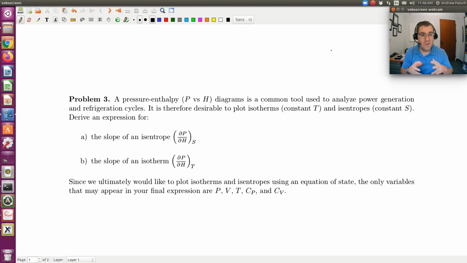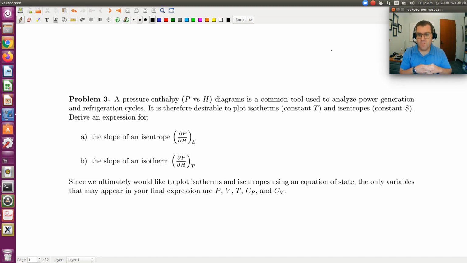All right, practice makes perfect. Let's take a look at problem 3. So we're told a pressure enthalpy P versus H diagram is a common tool used to analyze power generation in refrigeration cycles. It is therefore desirable to plot isotherms, constant H, and isentropes, constant S.